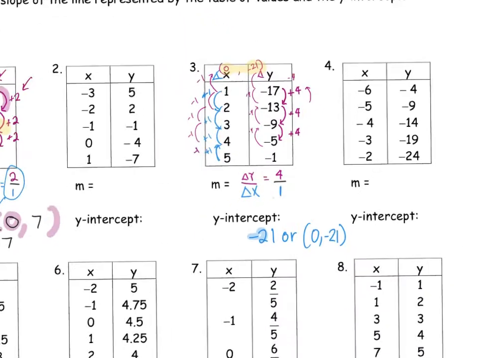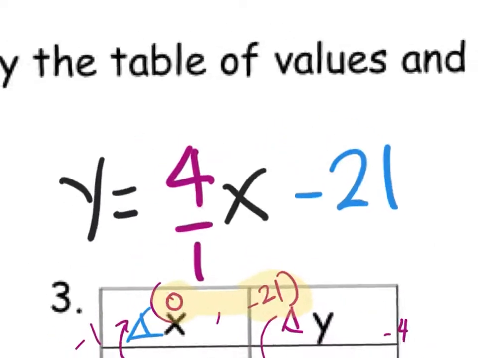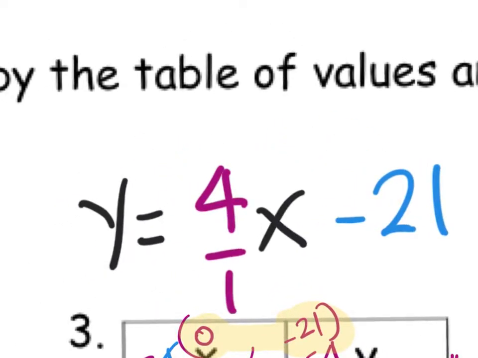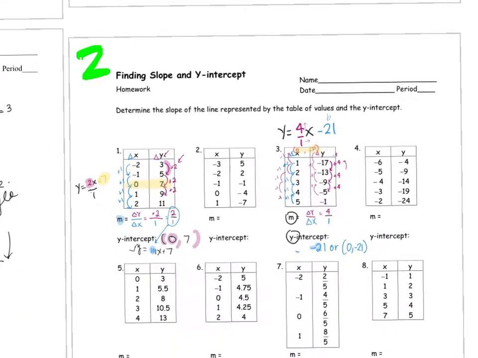Now can you put it together and make an equation? Put your slope and your y-intercept together. Y equals, my slope was 4 over 1 x. And what's my y-intercept? Negative 21, so minus 21. So can you find an equation from a table? And then could you graph this? Could you make this line? Sure. On your y-axis, that's where you begin, and then you start rising 4 and you start running 1. And you'll get your point. You'll get your line.